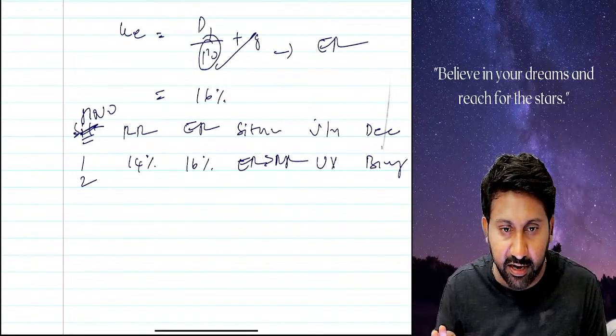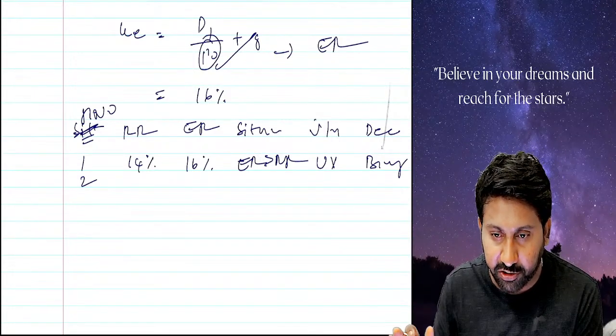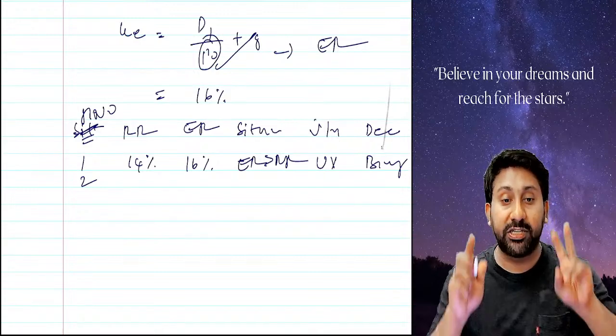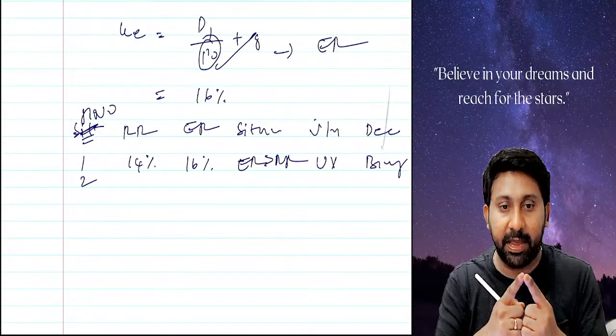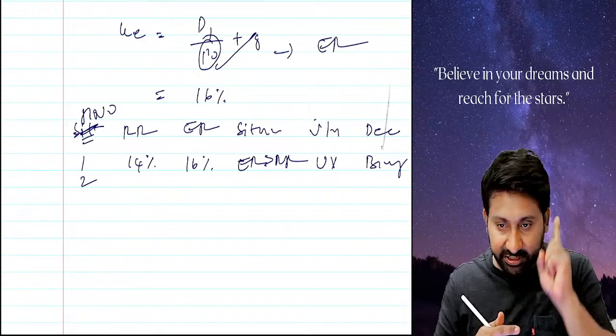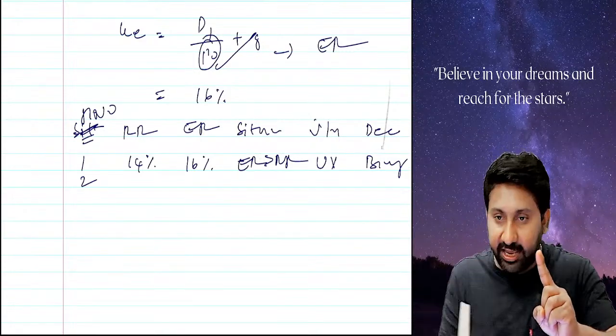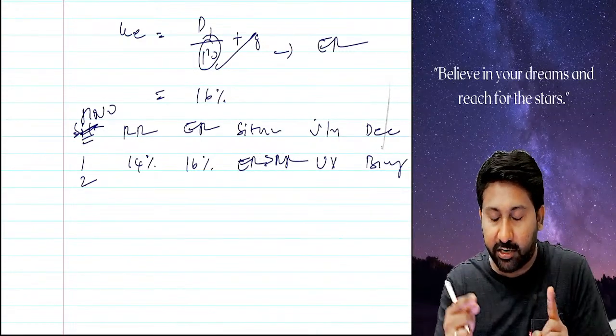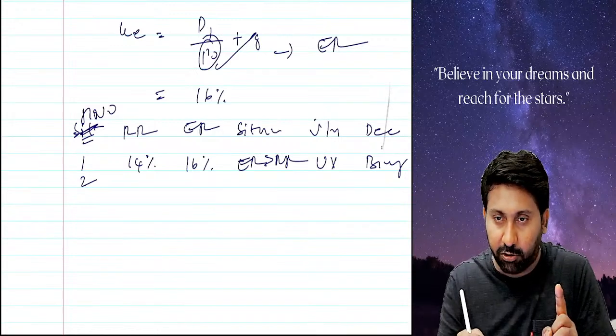Understood this area clearly, everyone? Undervaluation, overvaluation concept. Questions can be of two types: price comparison and KE comparison. Price comparison means you will first calculate KE, put that KE in D1 by P naught plus G, D1 by KE minus G equal to P naught.